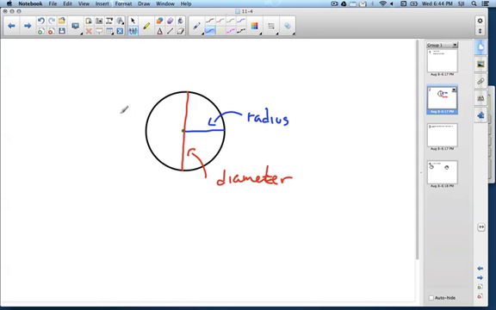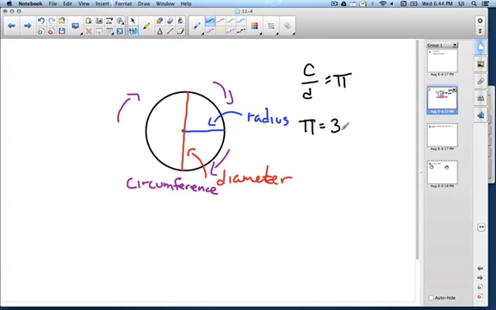And the distance all the way around the outside edge of the circle is known as the circumference. And pi, which is a number that we hear about a lot when we talk about circles, is the ratio between the circumference and the diameter. And pi can either equal 3.14, and it's a number that goes on and on forever. It doesn't repeat, it doesn't terminate, or it doesn't come to an end. Or you can think of pi as a fraction, 22/7.